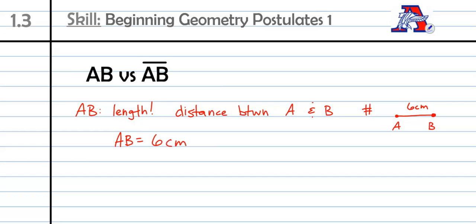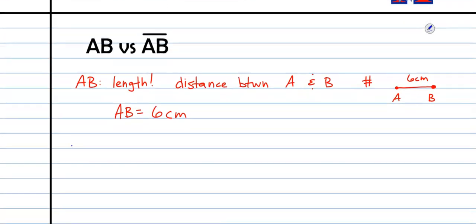Okay, if you see AB with that segment bar over it, if you see this, that is actually talking about a picture or a diagram. It's talking about the actual physical line segment, okay? So if I asked you for AB with the segment bar over it, you would not say 6 centimeters. You would actually show me a picture. You would show me this, okay? So that's the difference.